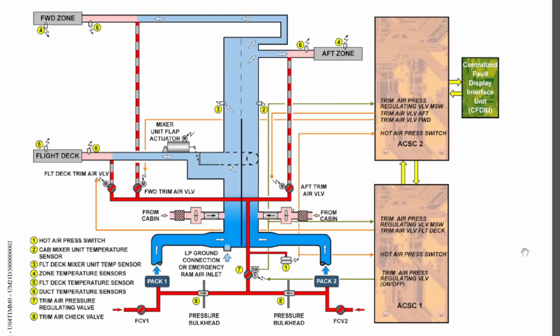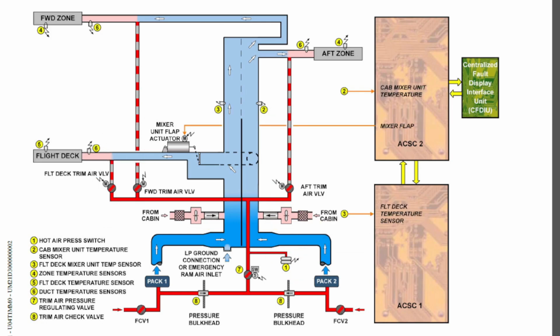And next we have duct temperature sensors, which are indicated by number 6. The function of the duct temperature sensors is to detect temperatures in the ducts. So you can see that there are 3 duct temperature sensors. You have a temperature sensor for the forward zone, for the aft zone, and you have another sensor for the flight deck.